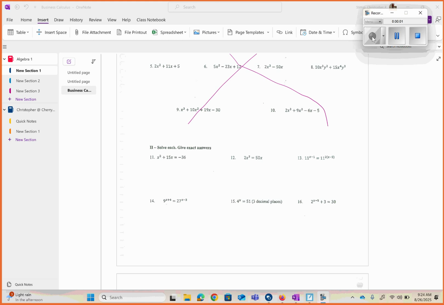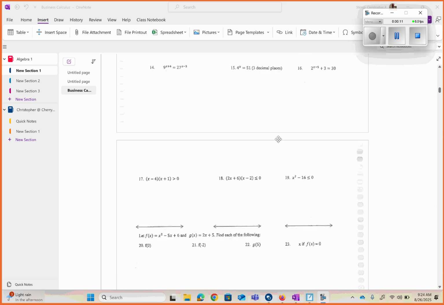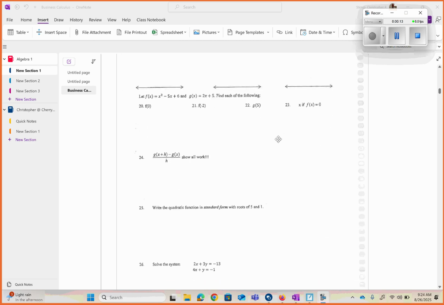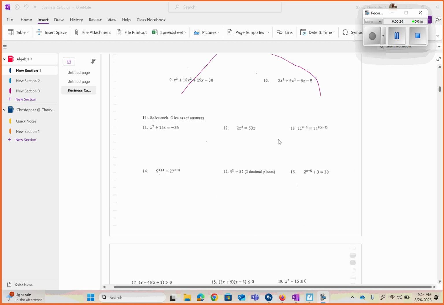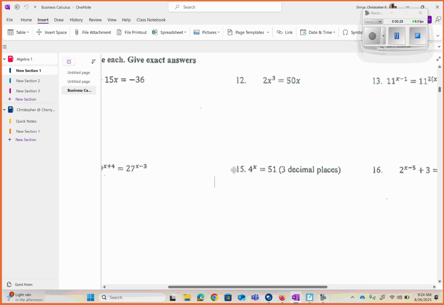What can we talk about here? Feeling okay about this? It was just 11 through 16 on that front page and the rest down below. What can I help you with? 14. You got it. Number 14. All right.